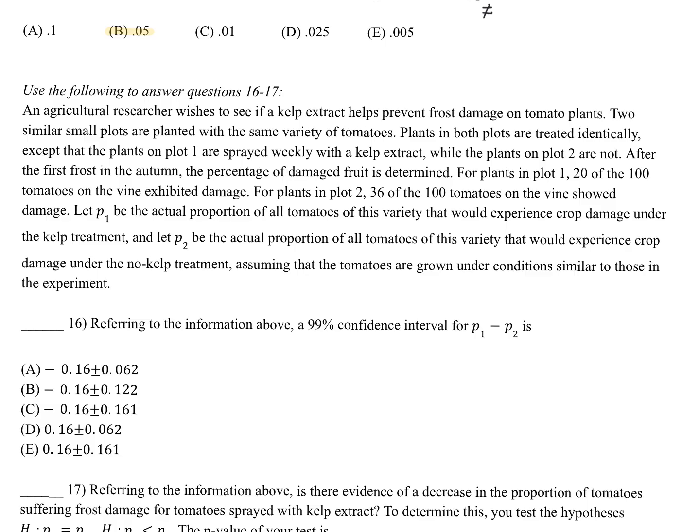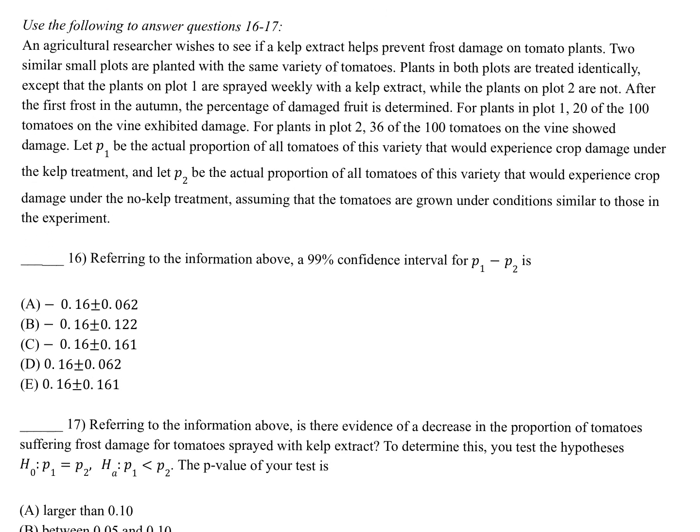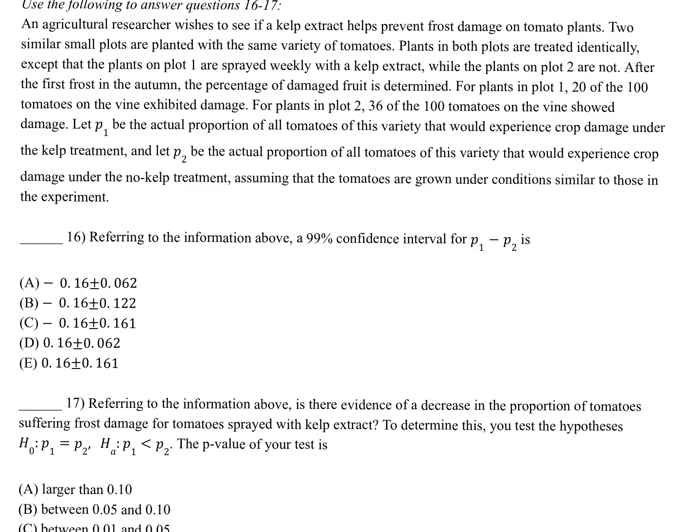Let P1 be the actual proportion of all tomatoes of this variety that would experience crop damage under the kelp treatment, and let P2 be the actual proportion of all tomatoes of this variety that would experience crop damage under the no kelp treatment, assuming that the tomatoes are grown under conditions similar to those in the experiment. All right. So, in the first question, we want to set up our confidence interval for a difference in proportions. So P1 is 0.20, P2 is 0.36. The first thing I'm going to do is the subtraction, and that leaves me with negative 0.16.